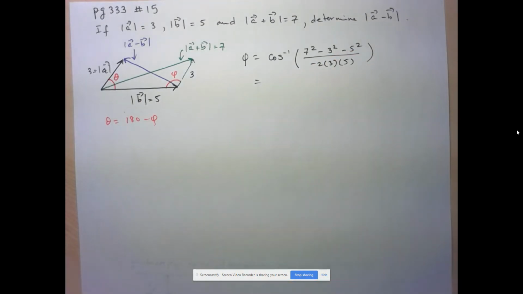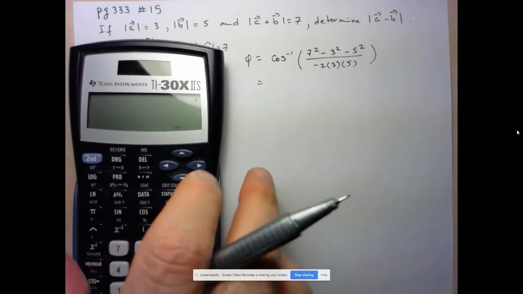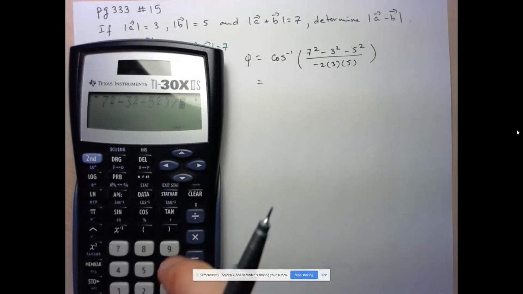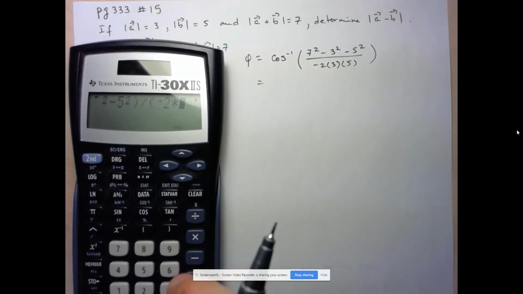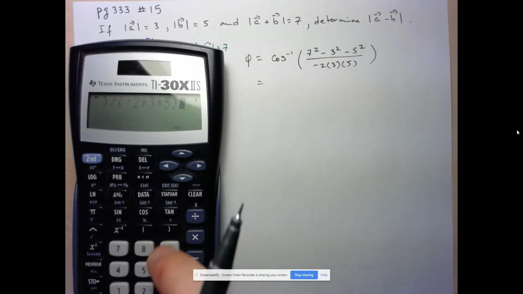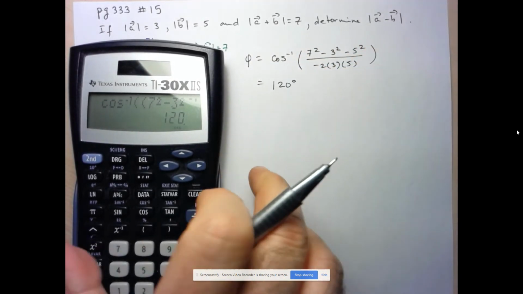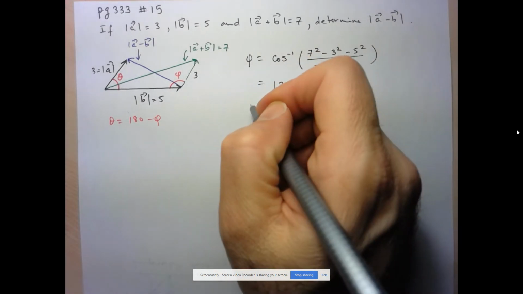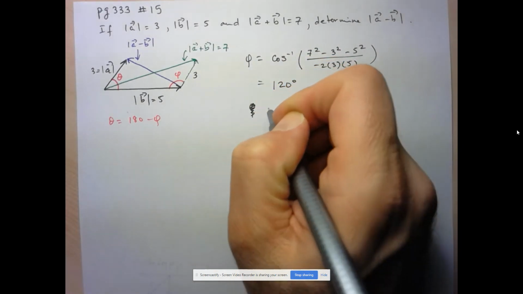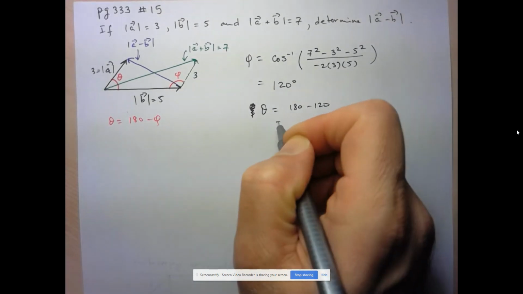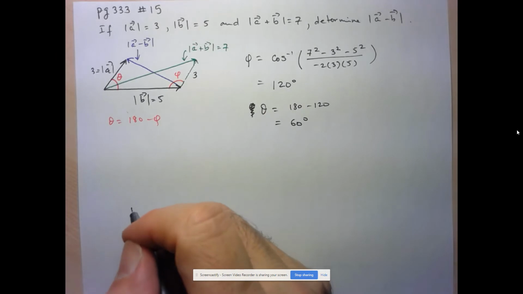All right, so let's calculate that here. So cos inverse, open the bracket for the numerator. So 7 squared minus 3 squared minus 5 squared divided by -2 times 3 times 5. Okay, and what do we have? We have exactly 120 degrees. The angle theta is just going to be 180 minus 120. So 60 degrees. Okay, now why is that important?